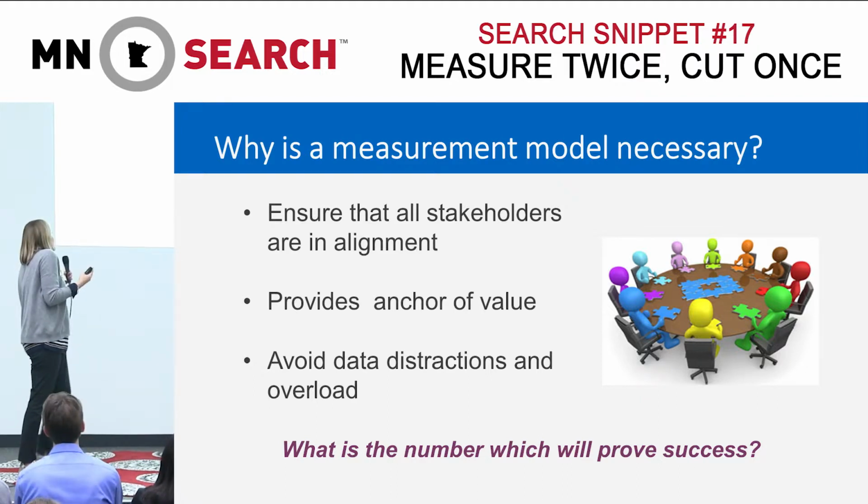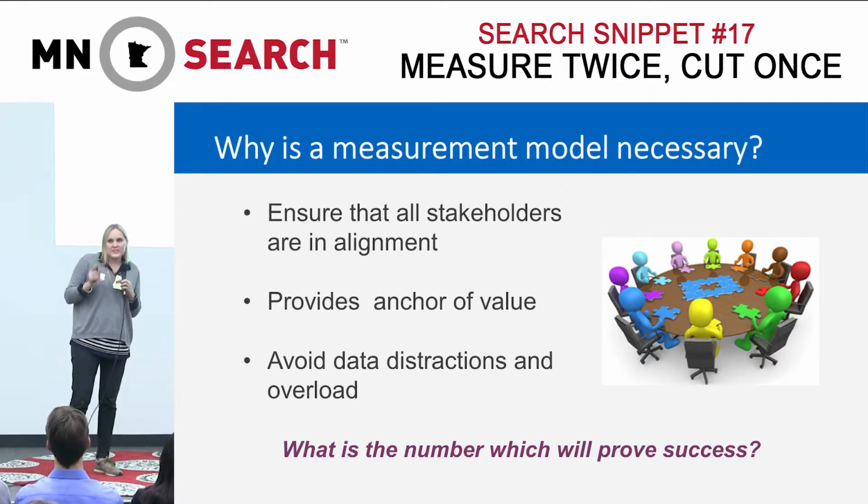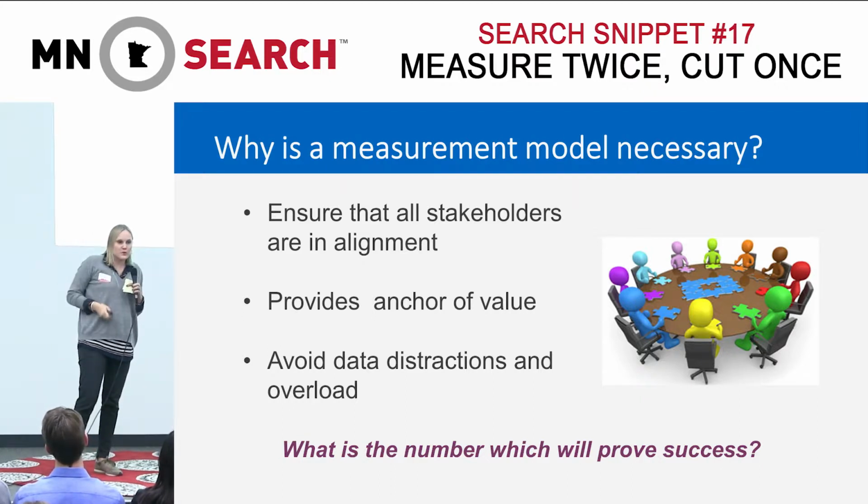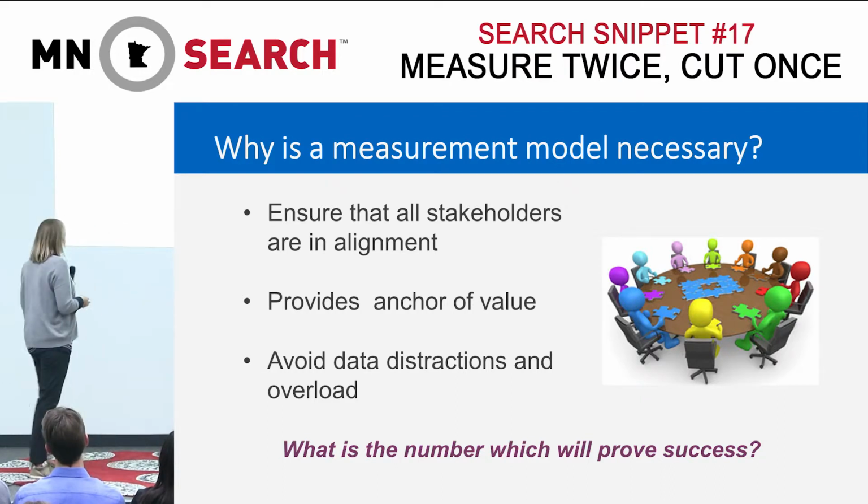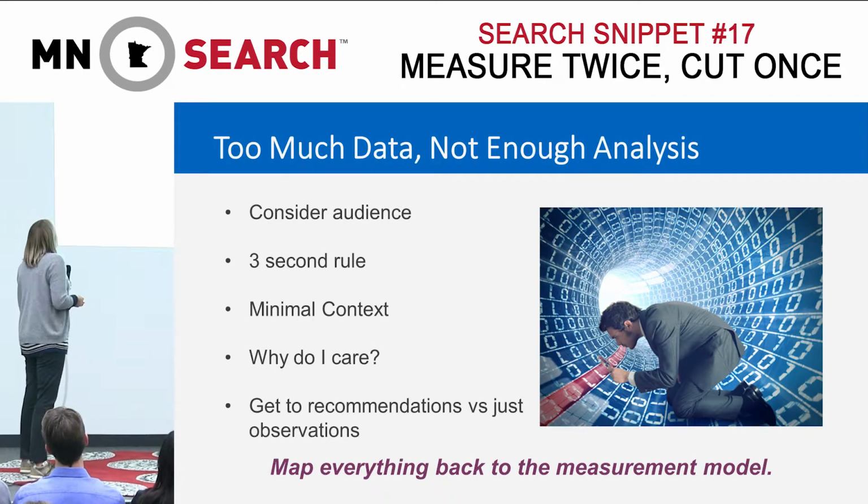So what we're constantly trying to ask is, what is the number that's going to prove success? What is the number that's going to get your client their raise? What's the number that your boss is going to get their promotion? That's how we're going to prove success. And these can be 3 numbers. It could be 2 numbers, it could be 1 thing. What is going to make them take action?